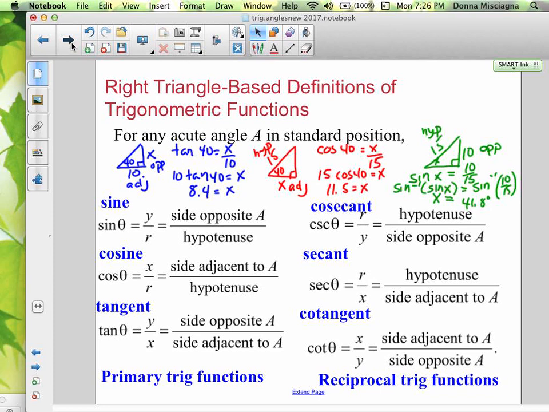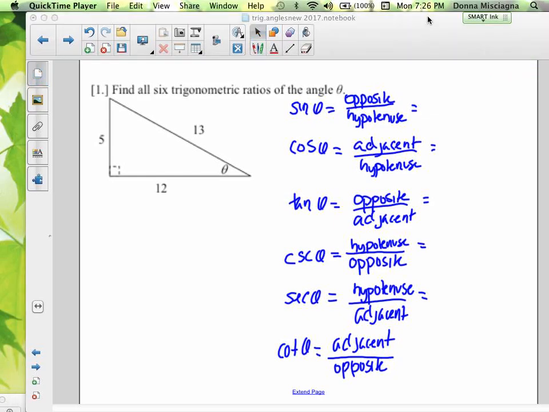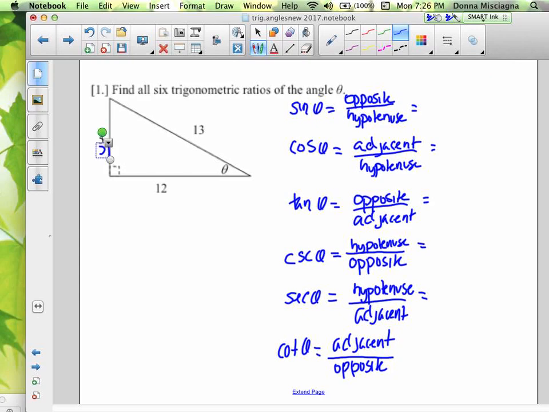So now we're just going to be finding some ratios of trig functions. Super easy. All right, so here we want to find the 6 trigonometric ratios for the angle theta. Always first thing you need to do is label your sides relative to your angle. 5 is the opposite. And this one is in your notes, so label that opposite. And then next to the angle, we have the adjacent. And of course, opposite the right angle is the hypotenuse.